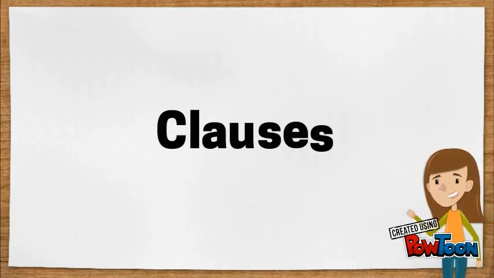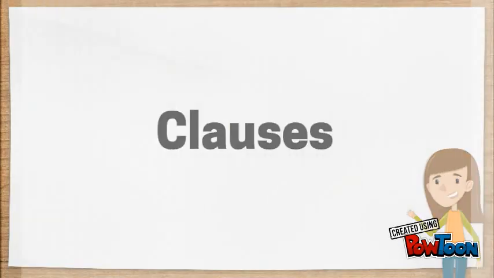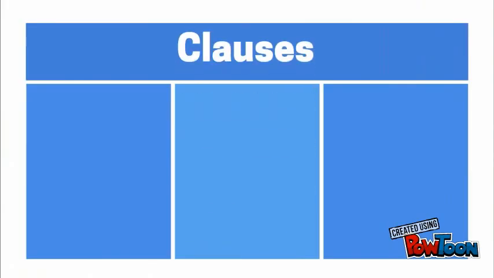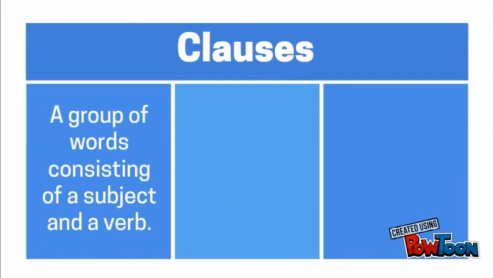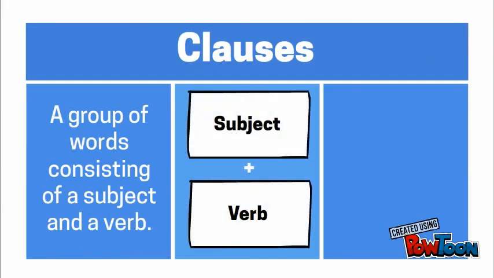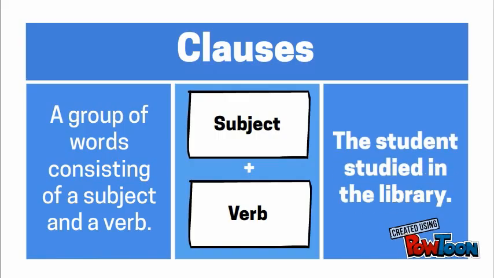Hi! In this quick video I will define a clause and explain the differences between an independent and a dependent clause using several examples. A clause is a group of related words that consist of both a subject and a verb. The following sentence is a clause. The student studied in the library. You can see that the sentence contains a subject, in this case the student, and a verb, studied.